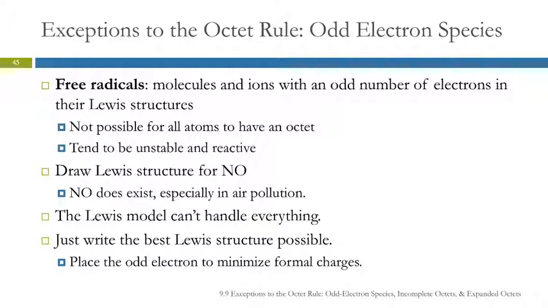Exceptions to the octet rule. We're going to look at three different kinds of exceptions. The first one is odd-electron species. If you have a molecule that has an odd number of electrons, you can draw Lewis structures all day long, but there's no way that you can have an octet for everybody.